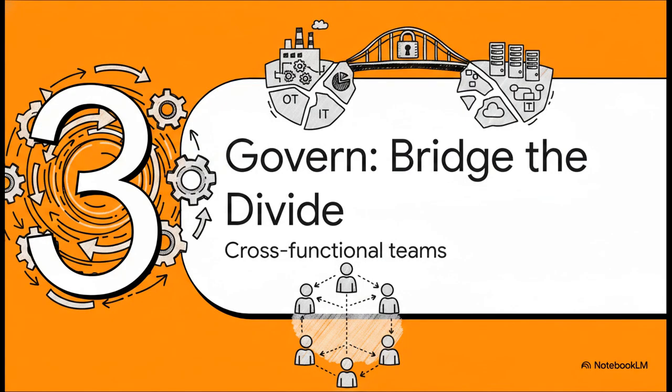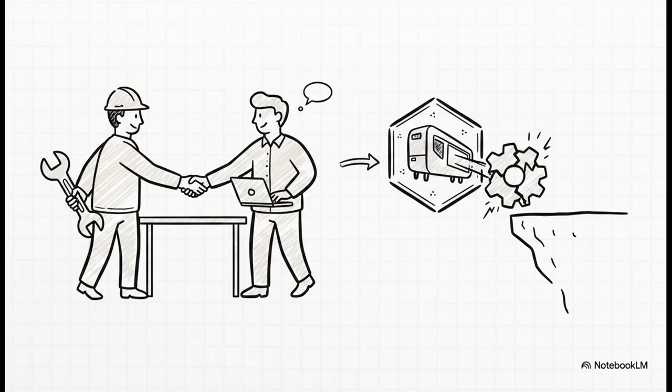Section 3. Govern, bridging the divide and establishing cross-functional teams and policies. Bridging this gap requires a completely unified approach. You absolutely need cross-disciplinary teams, where the IT folks truly understand the safety constraints and the OT operators actually understand modern cyber threats. Plus, you can't just rip and replace a power plant's entire control system overnight.